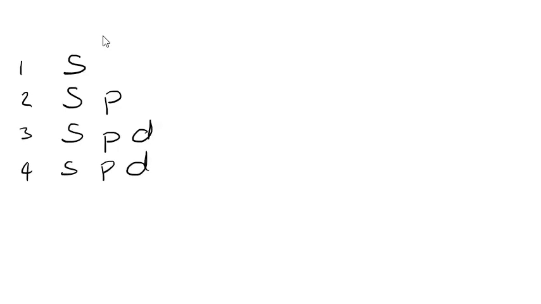So we've got the S subshell for energy level 1, we've got the S and P for energy level 2, S, P, D for 3, and then S, P, D for 4. We'd only ever get up to here maximum, just FYI. So if we were to do the electron configuration of nickel, nickel has an atomic number of 28, so we're going to put in 28 electrons.